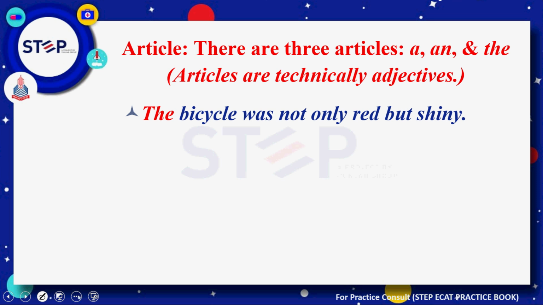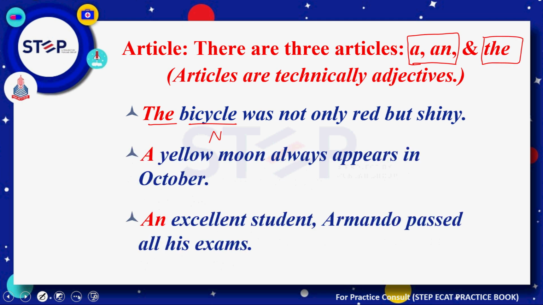"The bicycle was not only red but shiny." So this "the" is particularizing this noun "bicycle." Articles are used to specify some noun, or to singularize. These "a" and "an" are used to singularize, to show the singularity of a noun, and this "the" is used to particularize. Let's see two examples. "A yellow moon always appears in October." "An excellent student." Over here, please don't be confused, because this "an" is used for this "student." It's not for "excellent."